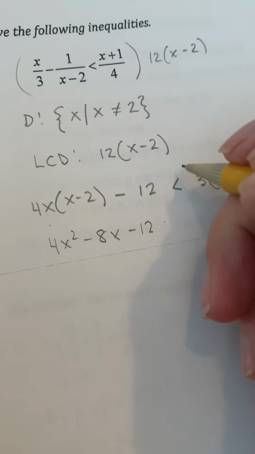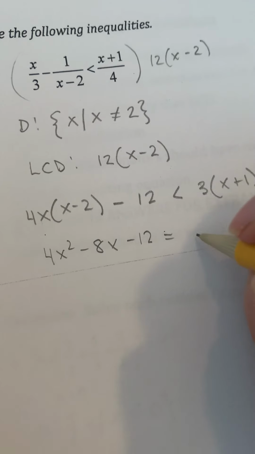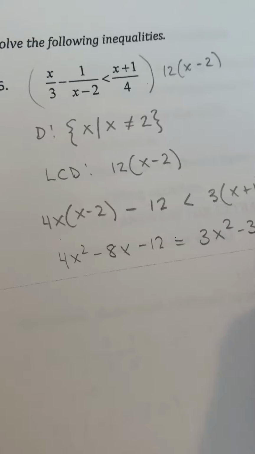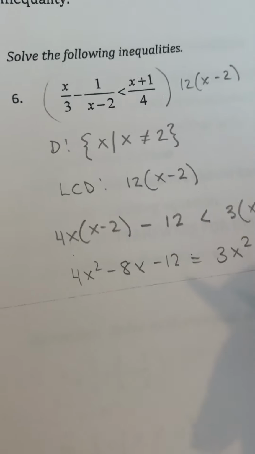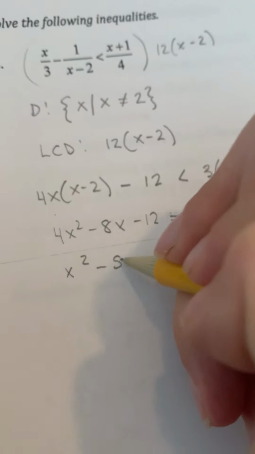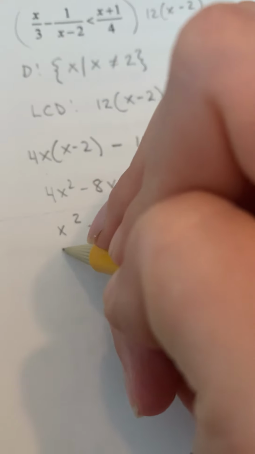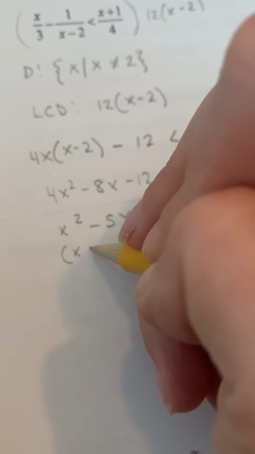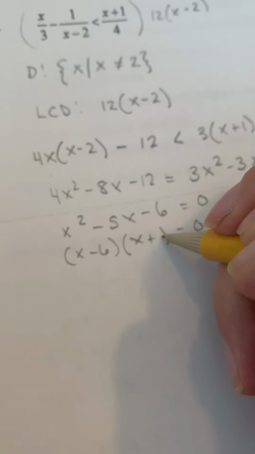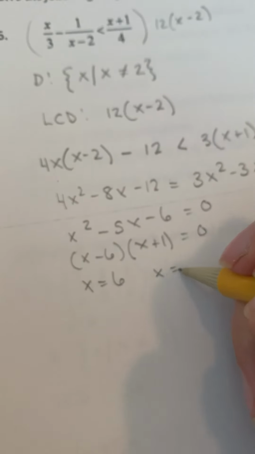And we can even, like I said, pretend that this is just an equation right now. That's totally fine. This will give me 3x squared minus 3x minus 6. Now, move everything over to the left side. We'll have x squared minus 5x minus 6 equals 0. Solve that. That will give me x minus 6 and x plus 1. So we get x equals 6 and x equals negative 1.